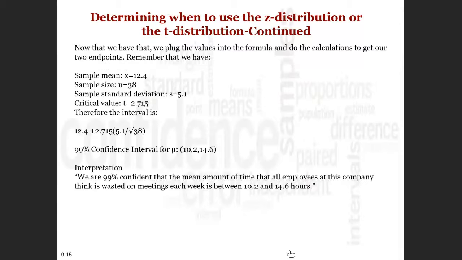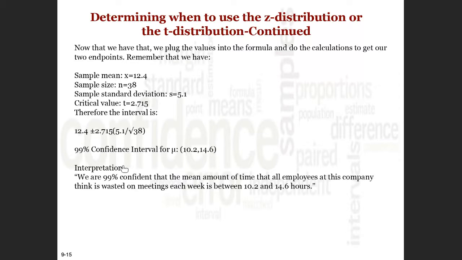So you have 12.4, the mean, plus or minus 2.715, because it's two-tailed, that's why you're doing plus and minus. You get 5.1 divided by the square root of 38. So the 99% confidence interval for mu is 10.2 and 14.6.